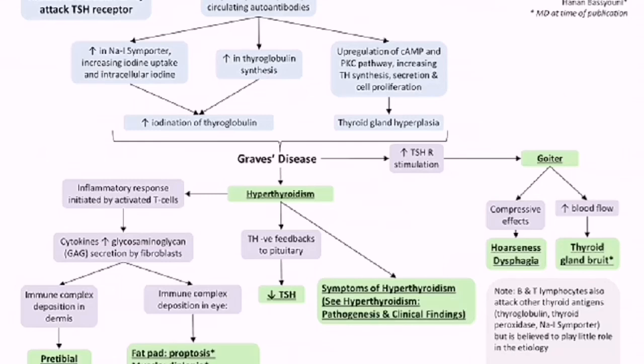Here is some about Graves' disease. B and T lymphocyte mediated autoimmunity attacks the TSH receptor. They have continuous stimulation of the thyrotropin receptor by the circulating autoantibodies. You can see here.